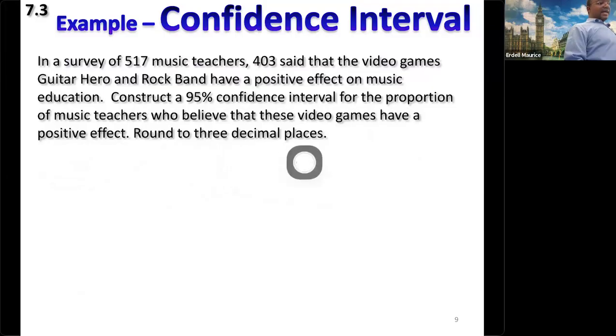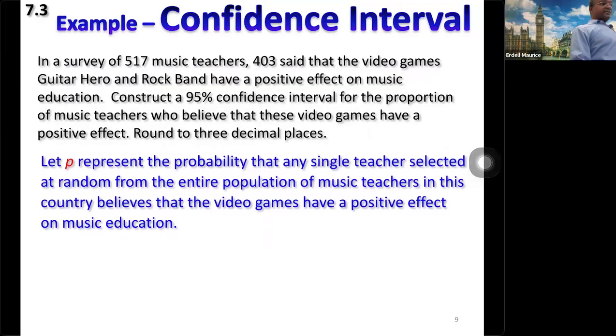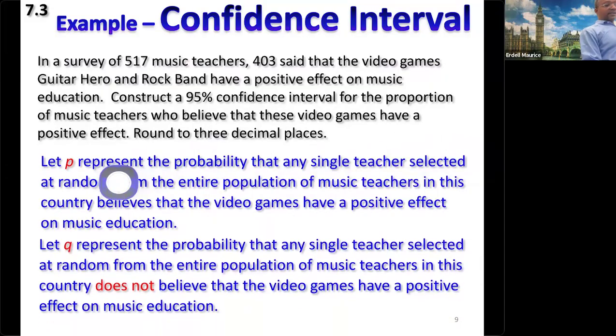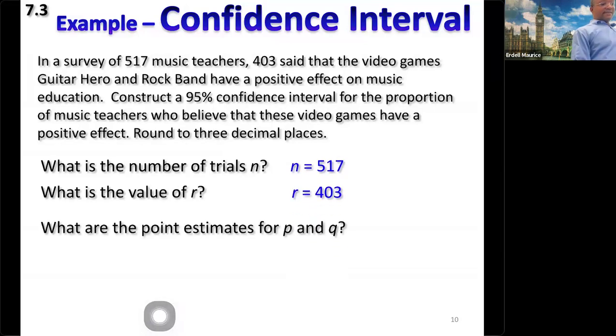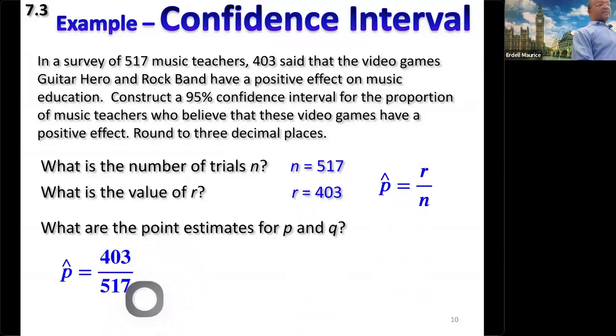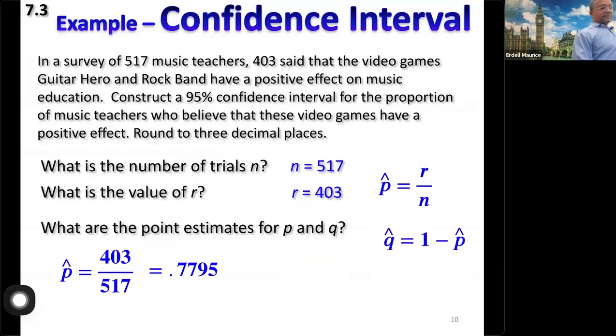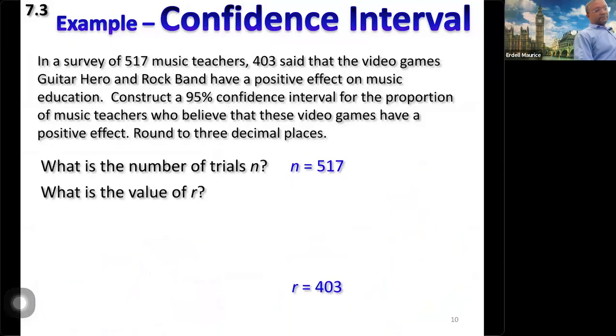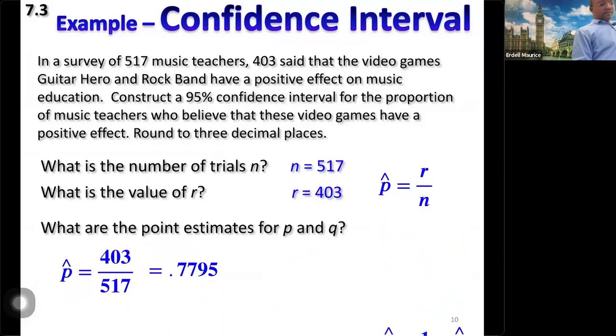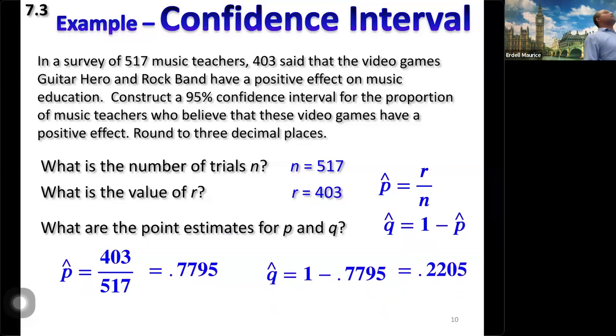First thing we need to do is check normality, i.e., our assumptions of NP and NQ greater than 5. P is going to represent the probability that a single teacher thinks it has a positive effect, and then Q would be does not have a positive effect. And thus, P will be 403 divided by 517. 403 out of the 517 teachers say yes, it has a good effect. Q would be the opposite of that. This is what, 78%? So Q is going to be 100 minus 78, 22%. And so Q will be 22%. Questions there?